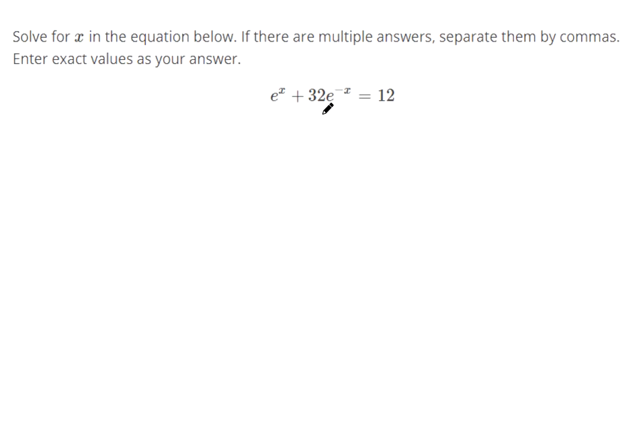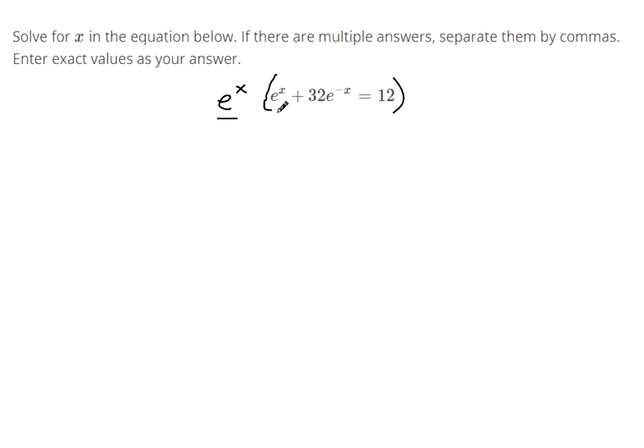So you've got e to the x and e to the negative x. I think this one's going to be kind of challenging. They're not like terms. You can't combine them. Look, 32 e to the negative x is the same thing as 32 over e to the x, right? A negative exponent means you can rewrite it by putting it in the denominator or vice versa to change the sign. So I'm thinking of multiplying everything by e to the x.